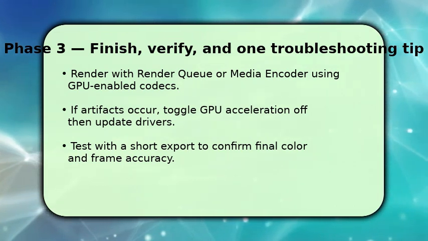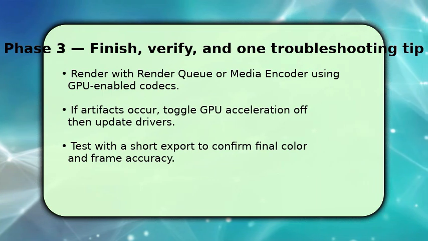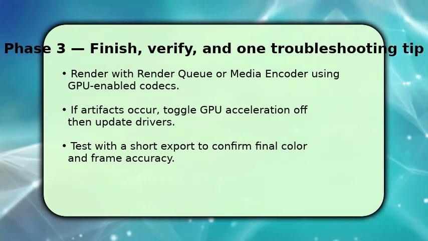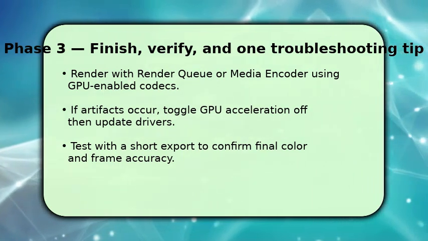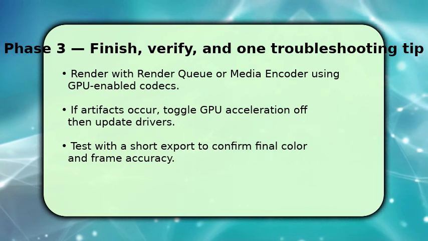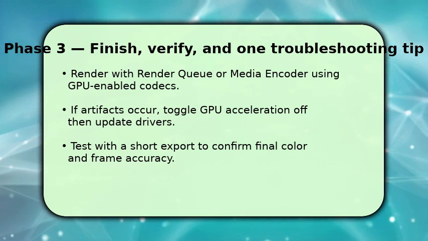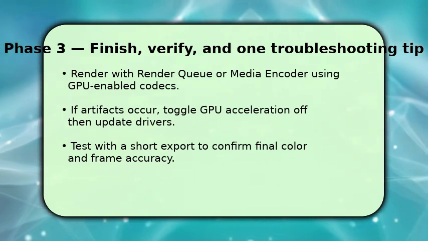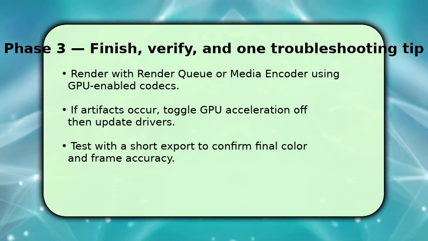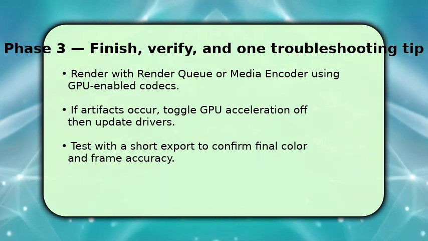If issues appear, turn off Mercury GPU acceleration to isolate the problem, then update GPU drivers and After Effects builds before re-enabling. Make sure to run a short test export to verify color fidelity and frame accuracy. Once that passes, render your final sequence at full resolution with confidence.